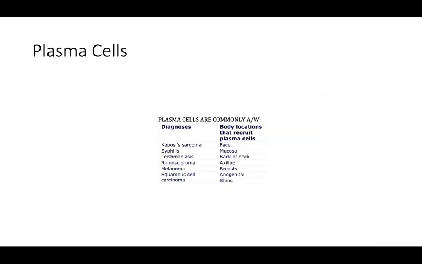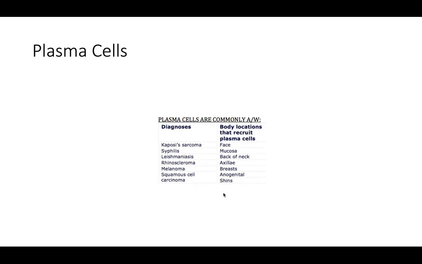And just a word about plasma cells. Plasma cells are commonly associated with multiple entities. So seeing a lot of plasma cells, you're going to think about syphilis for sure. Sometimes Kaposi sarcoma can have a lot of plasma cells. Other infections like leishmaniasis and rhinoscleroma can have a lot of plasma cells. Even melanoma and squamous cell carcinoma can have a lot of plasma cells.